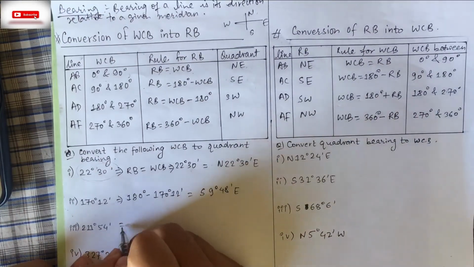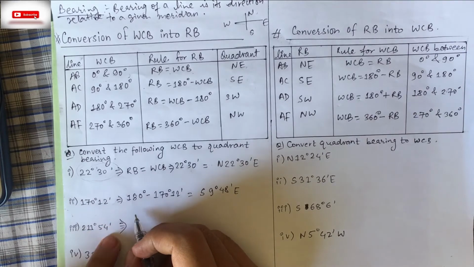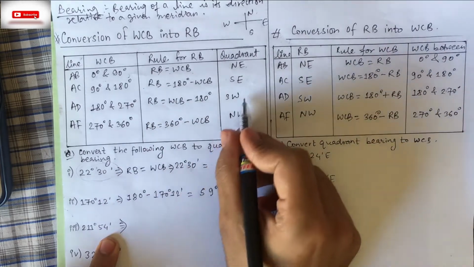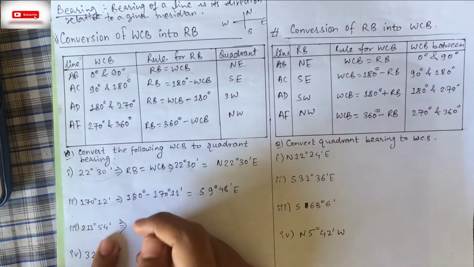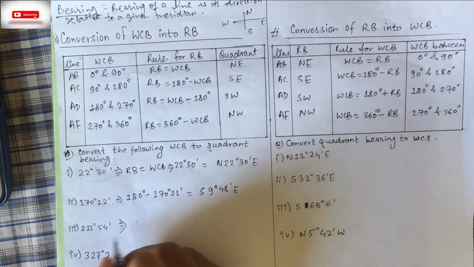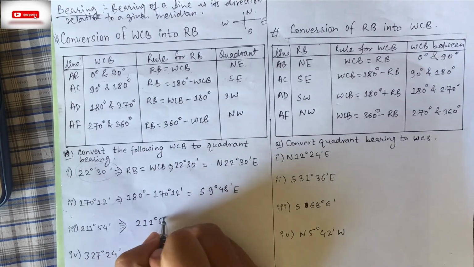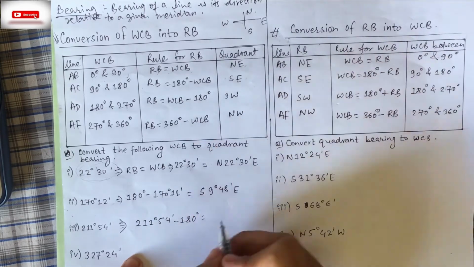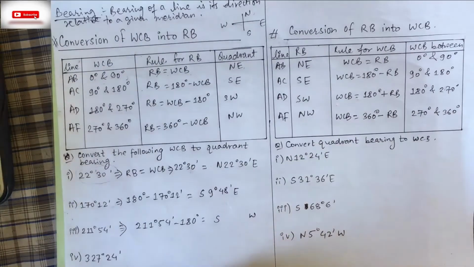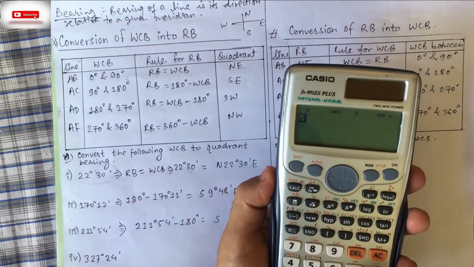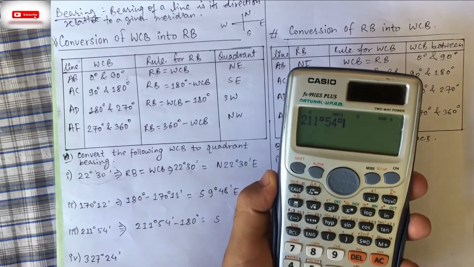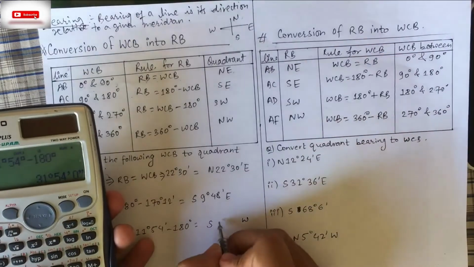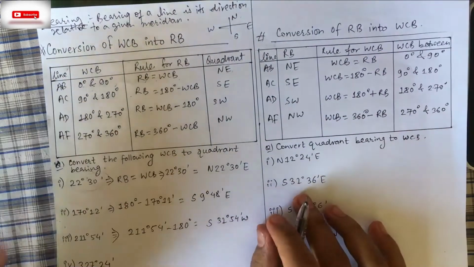Now for the third one, 211 degree 54 minute falls between 180 degree and 270 degree. It will be in the southwest, and the formula is WCB minus 180. So WCB is 211 degree 54 minute minus 180. So let's subtract it: 211 degree 54 minute minus 180 degree gives 31 degree 54 minute.